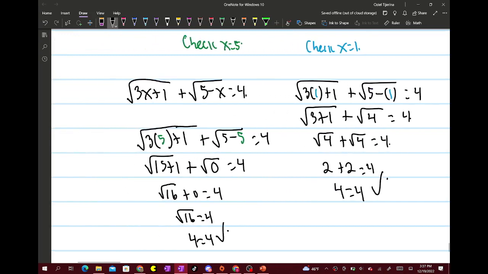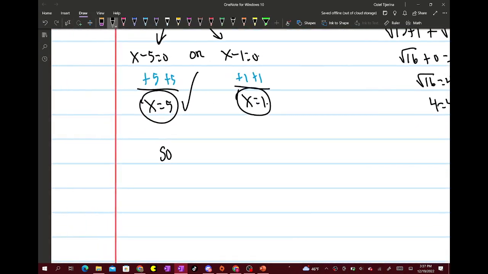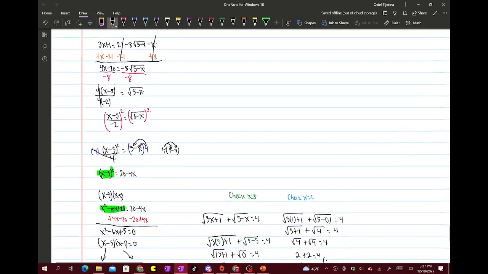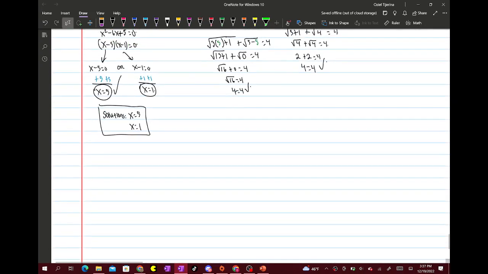So this works. So your two solutions for this equation are going to be x equals 5 and x equals 1. So that is how you do that problem, guys. It's a very lengthy problem. And now we're going to do number 6 next.